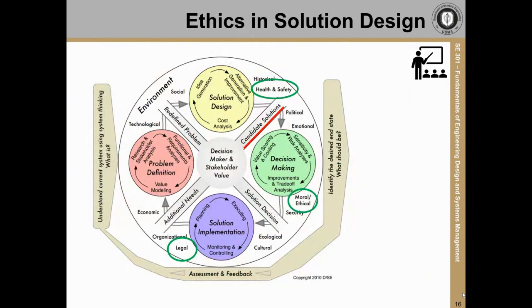You can see on the SCP that we also look at some of those ethics, and we capture them on some of these items in the external block. So you can see health and safety up here, moral and ethical down there, and legal down here. And the overall goal of having those things external on the SCP is just to make sure that those are things that we're taking into account when we're doing a process.